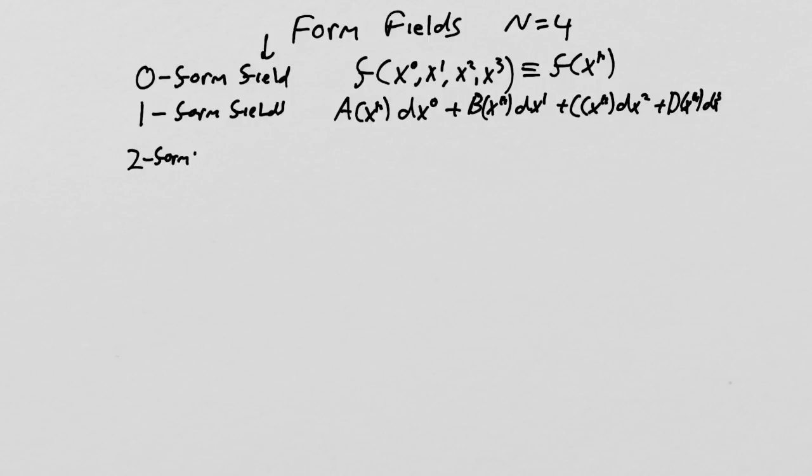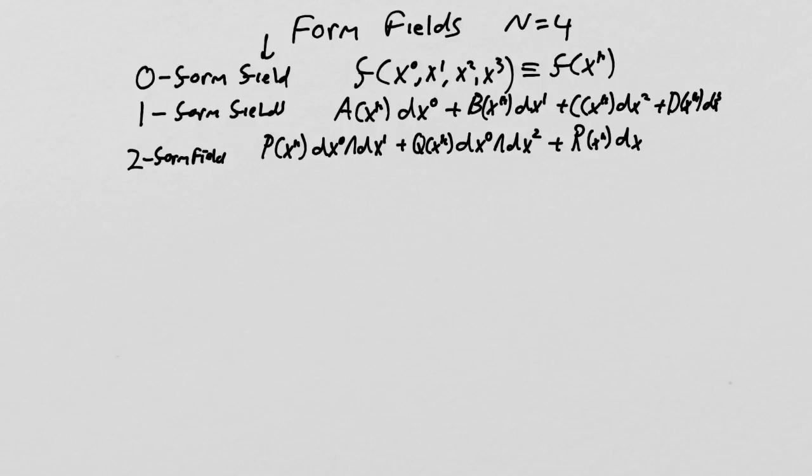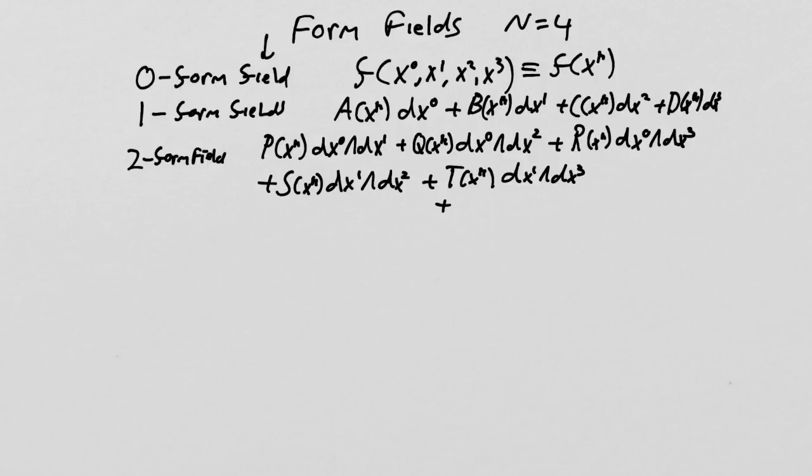A two-form field will be something like p of x mu, but now it'll be dx0 wedge dx1, plus q of x mu dx0 wedge dx2, plus r of x mu dx0 wedge dx3, plus s of x mu dx1 wedge dx2, plus t of x mu dx1 wedge dx3, plus v of x mu dx2 wedge dx3. I think I've got them all.